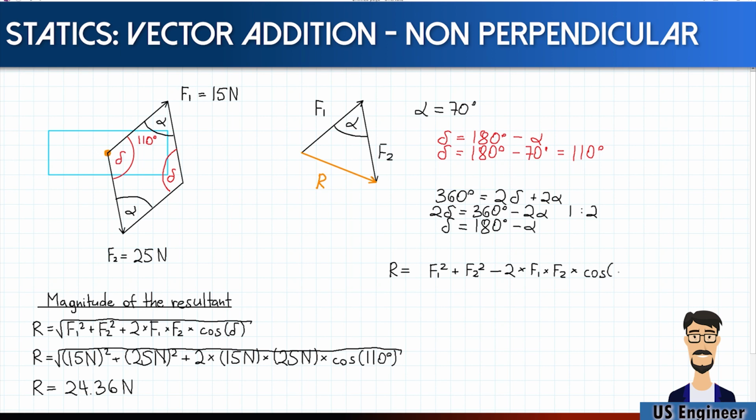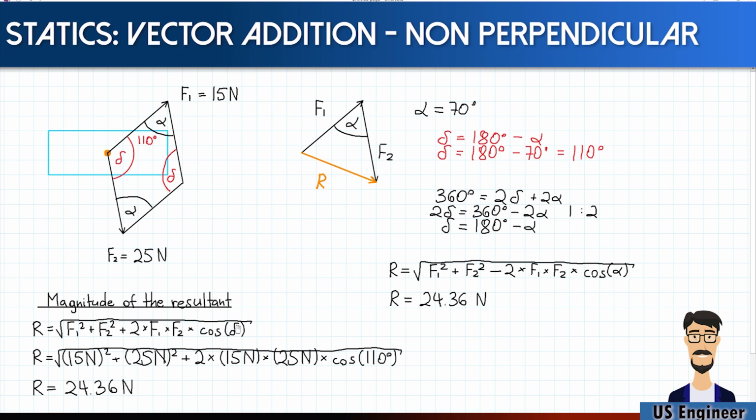Okay, so that's if you want to directly plug alpha into the formula and the other forces. In that situation, you're going to get 70 degrees for alpha, and if you do your math, you're also going to come up with R is equal to 24.36 Newton. So once again, if you have the angle between the origins of these two forces, then you just use this version of the law of cosines.